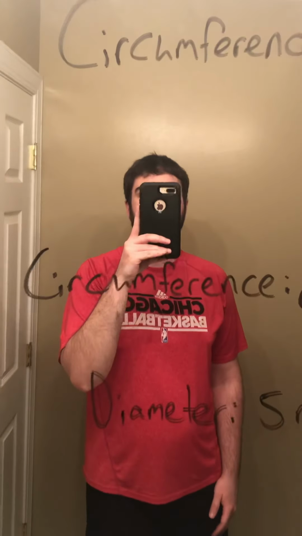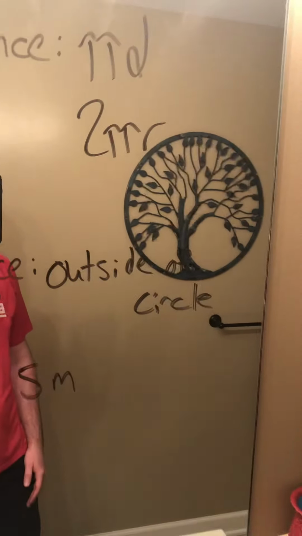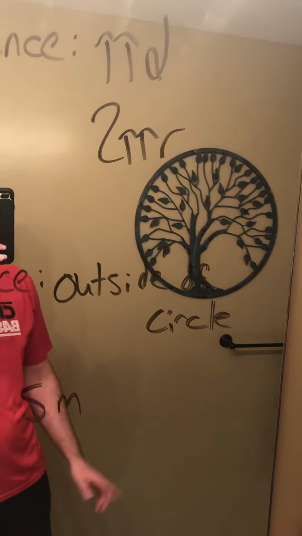When we're talking about circumference of a circle, we're talking about the outside of the circle. So the distance that is outside of the circle.